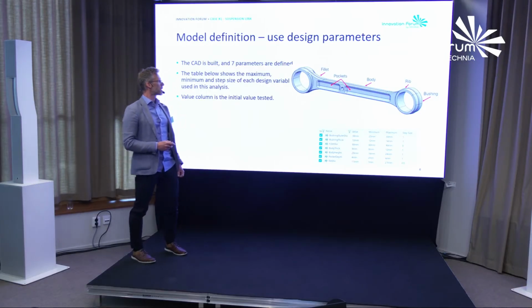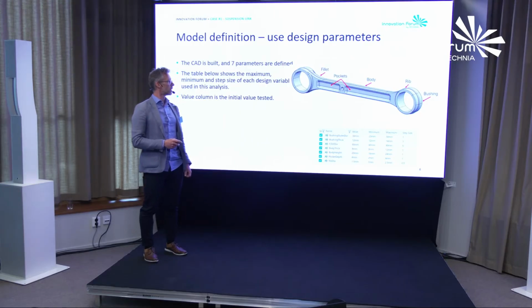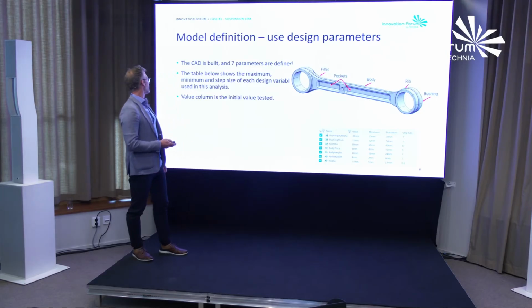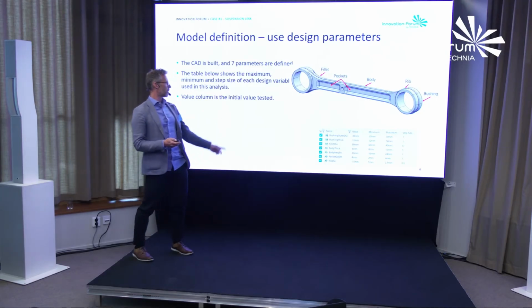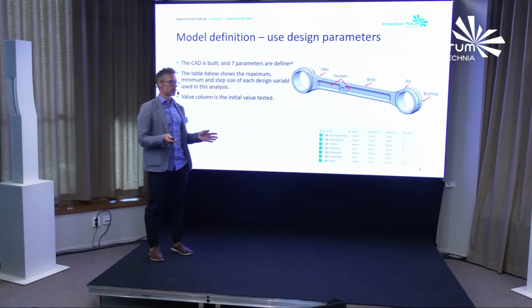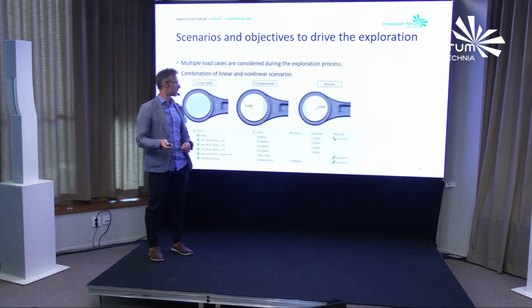So we have a parametric model where the outer diameter of the bushing, the rib, the body, the number of pockets, and the fillet were parameters that we optimize. We have an initial value that we start from, which is the original design. Then we have the design space, with minimum and maximum values. We try everything in between the minimum and the maximum values. And there is also a step size, so we don't check everything, but we have an increment when we test this.